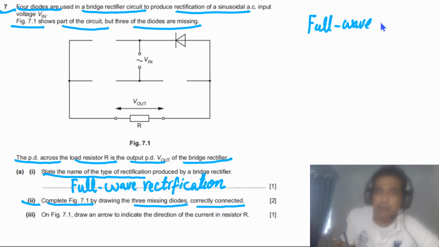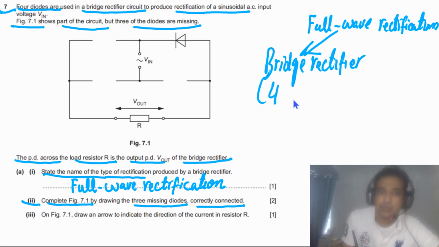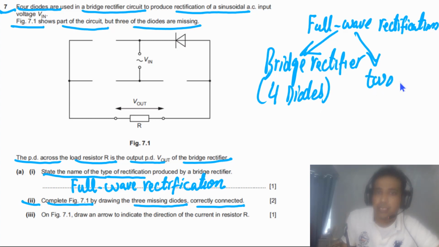So full wave rectification. How can we achieve full wave rectification? One way to achieve full wave rectification is a bridge rectifier. So we can use 4 diodes. This is one way. And the second way is we can also do this with the help of 2 diodes. We can also achieve full wave rectification. And for half wave rectification, we can only use a single diode. So this is full wave rectification.